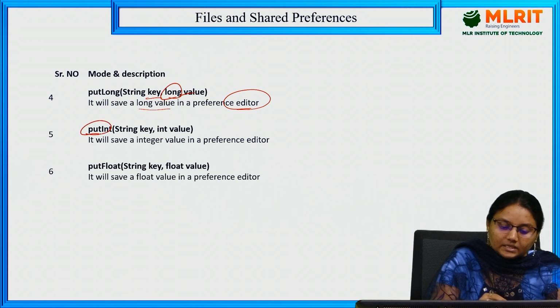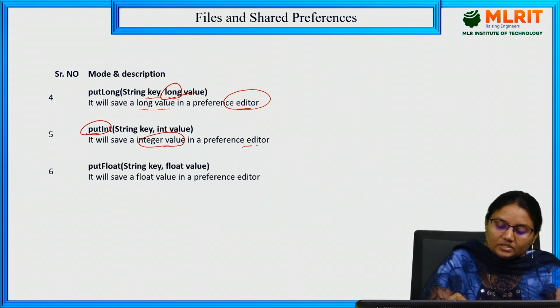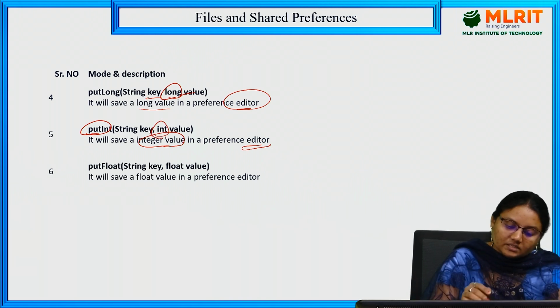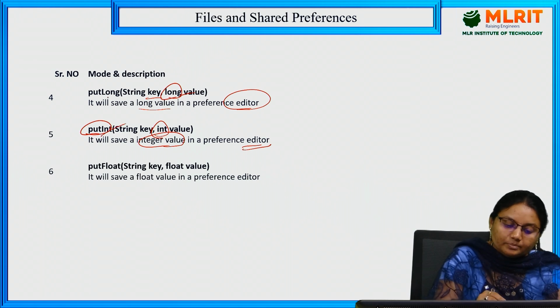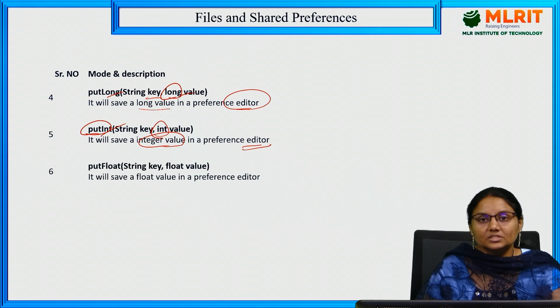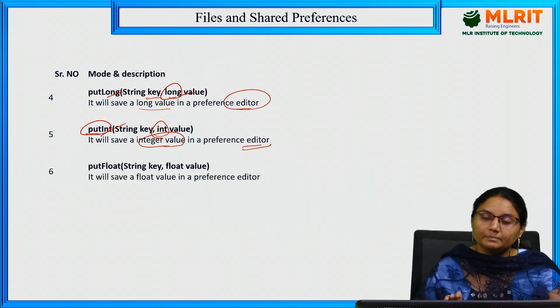putInt(String key, int value) will save the integer value in the preference editor. So an integer value will be saved in the preference editor, and that is the reason we are giving int. So putInt and putLong are both key-value pairs only, but the difference is that one will be longer, and the other will be of simple integer type.